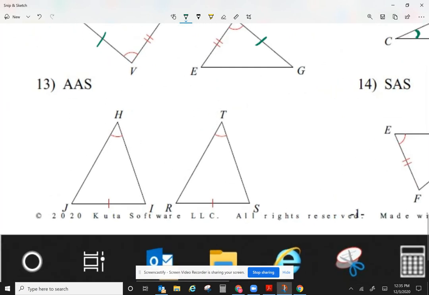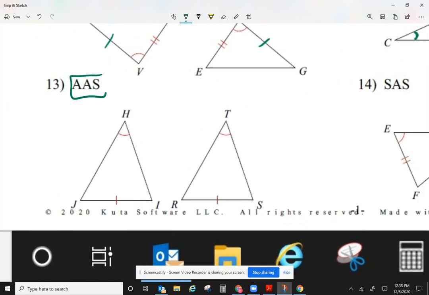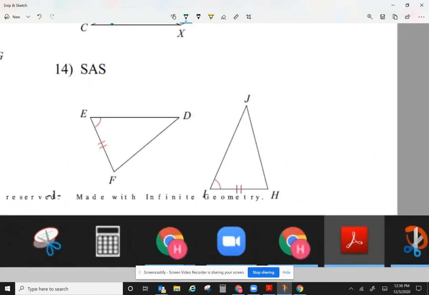All right, let's take a look at number 13. I need this to be angle, angle, side. So two angles and a side, but I don't want the side in between. So let's see what will work here. I could mark this angle, right? That will work. On the other triangle, I can mark this angle. So I'm going to say HJI equals TRS. Lastly, here, number 14, I need two sides and the angle in between. So the side that I'm missing is this one and this one. So I'm going to say ED equals IJ.